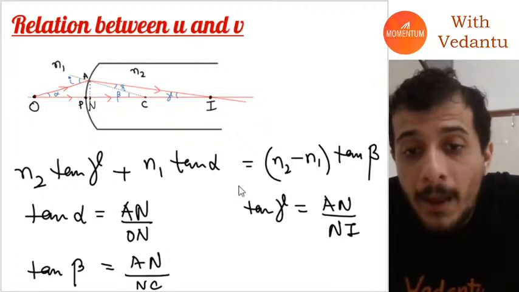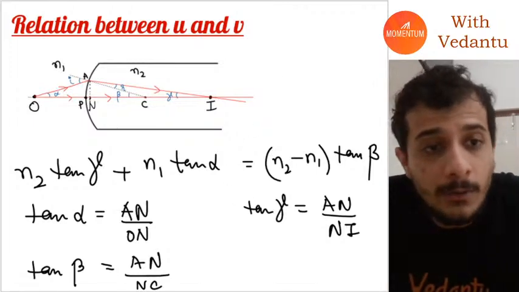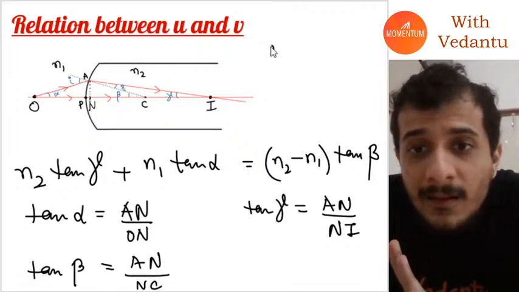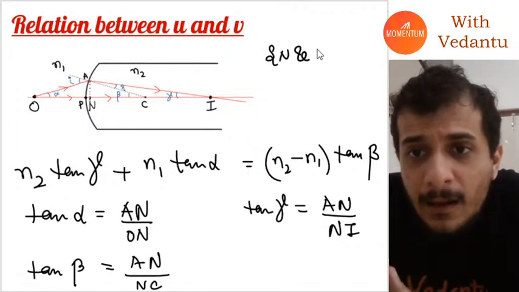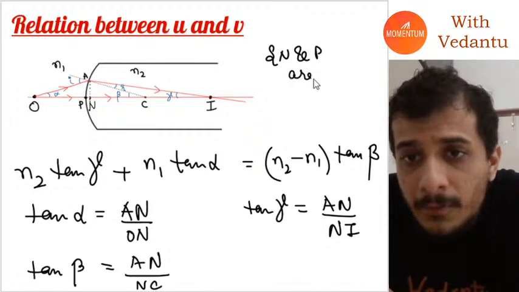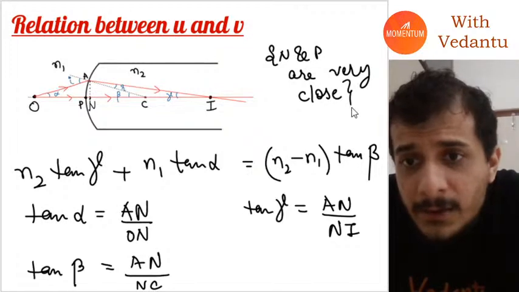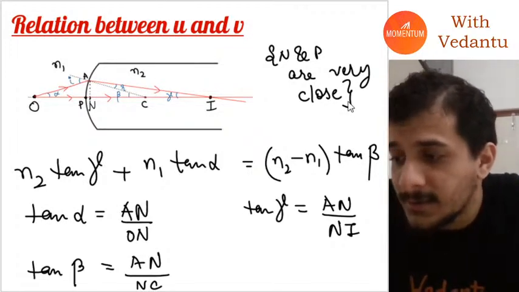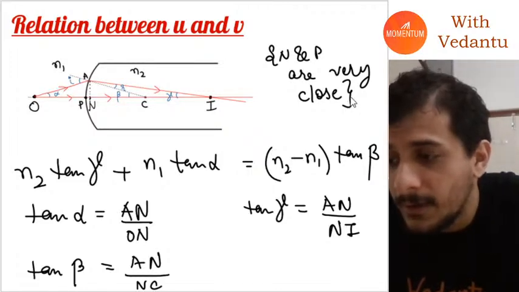Okay, I hope everybody understood. Now, guys, since N and P are very close, what I can do is... yes, exactly, Fab Phoenix. There are very similar steps.